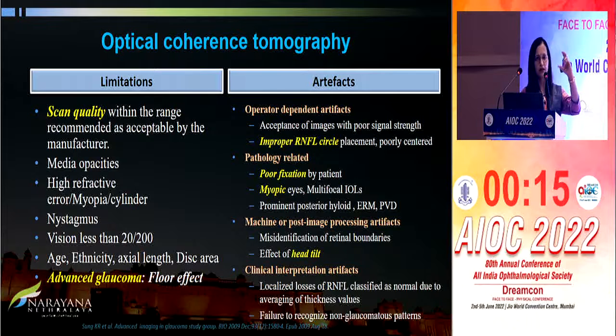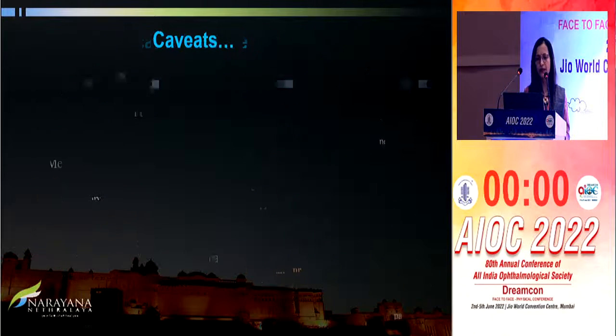That means if your circle is not proper, or if there's poor fixation, if you have a high myope, if there are media opacities, and there is head tilt, those things can also affect your results. So you need to look at the scan quality, and there can also be clinical interpretation artifacts that need to be kept in mind.